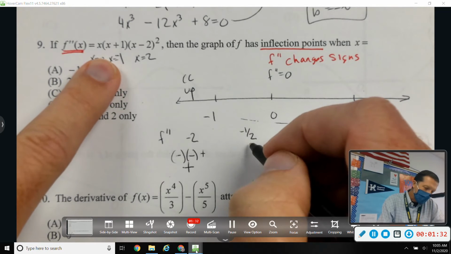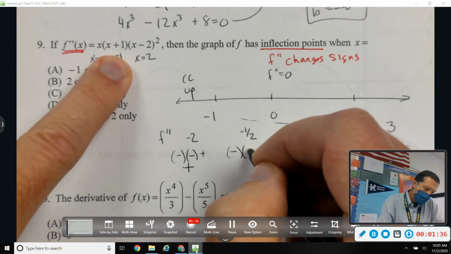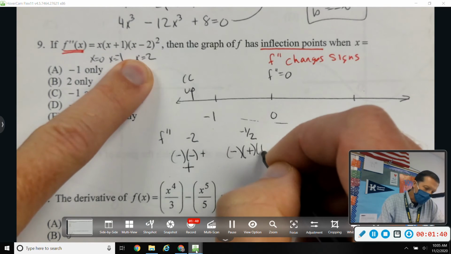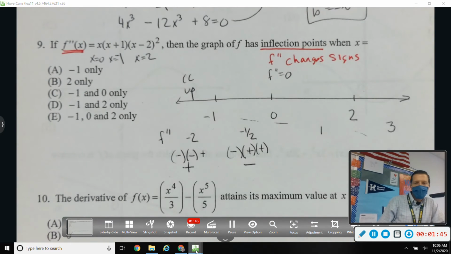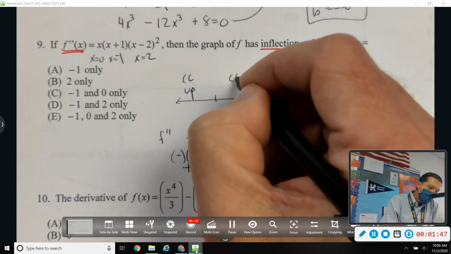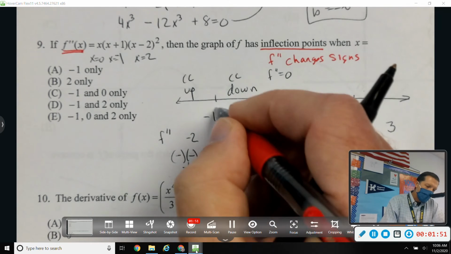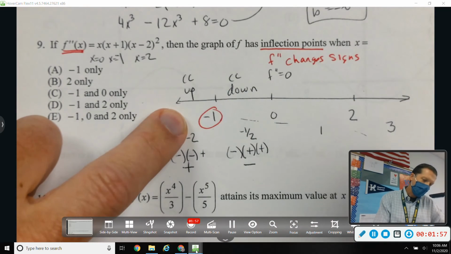I plug in -1/2, I get negative times positive. The squared is always going to be positive. So on that second interval, f double prime is negative. That means we're concave down. So yep, -1 is a point of inflection because we change concavity.